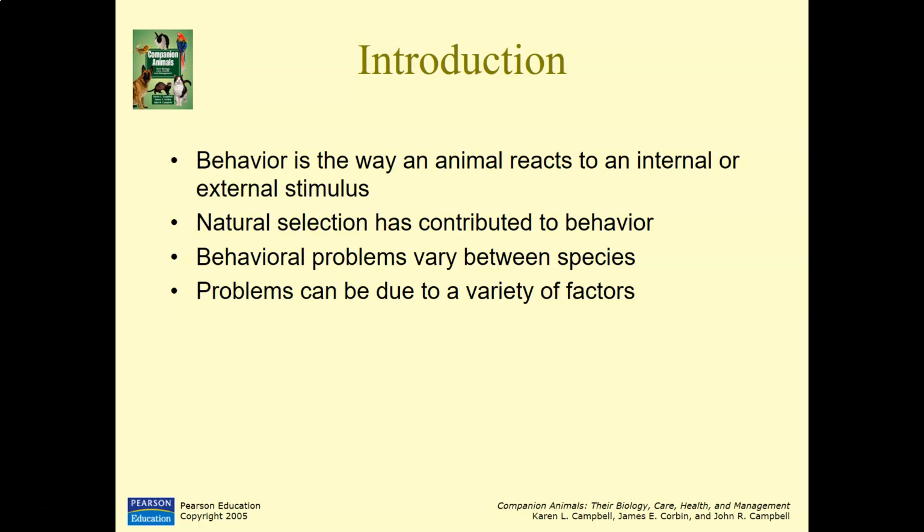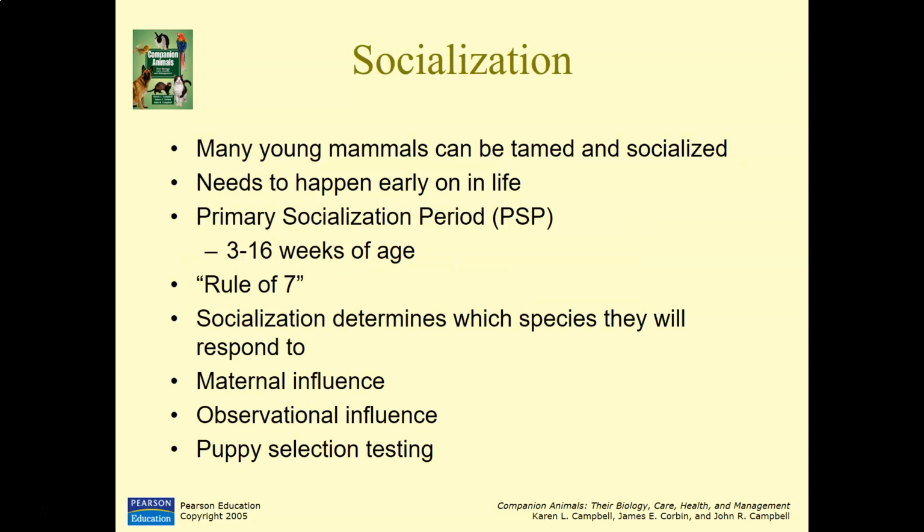And so we talk about all these different behaviors and their structure. And so we're going to start off first by talking about socialization. So we know that a lot of young mammals can be tamed and socialized, and they can become socially attached to humans and vice versa. And this should happen very early in life.